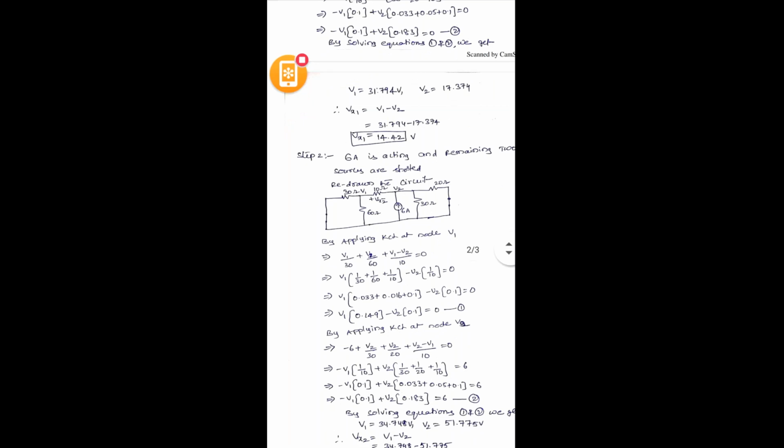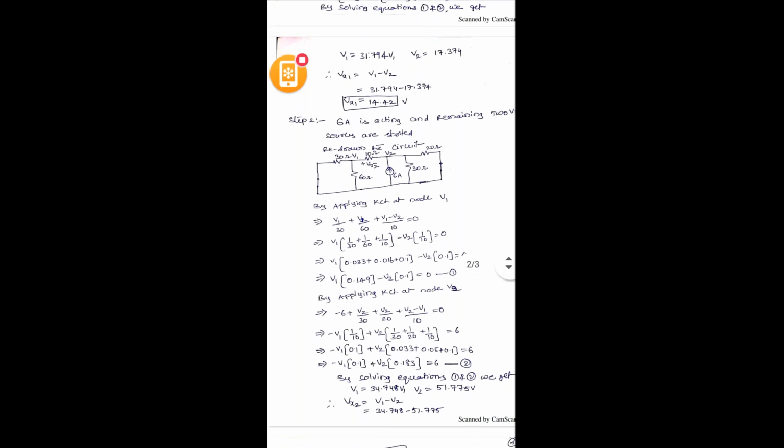By solving equation 1 and 2, we get V1 equals 34.748 volts and V2 equals 51.775 volts. Therefore, Vx2 equals V1 minus V2. Finally, the Vx2 value is minus 17.207 volts.